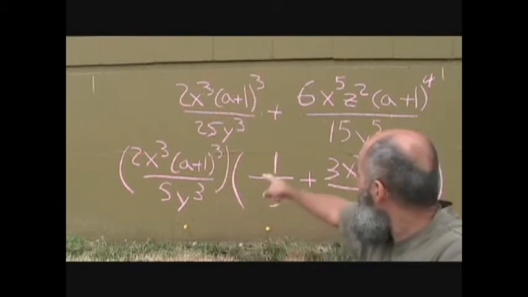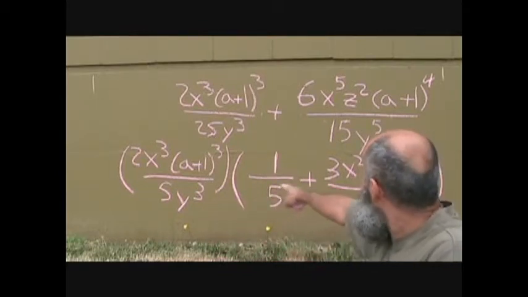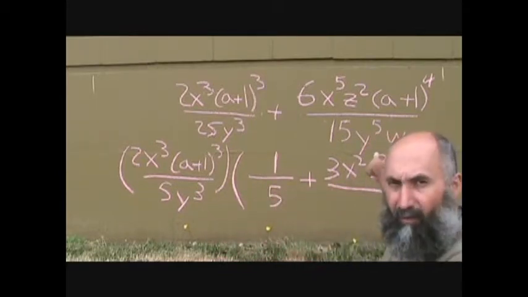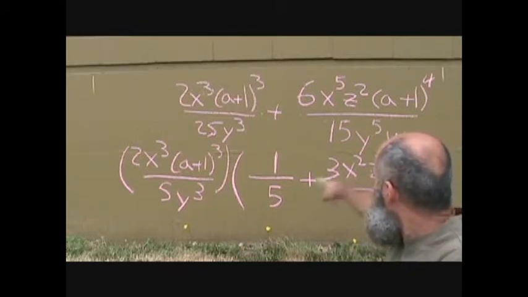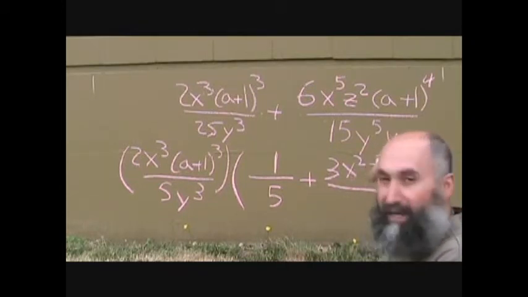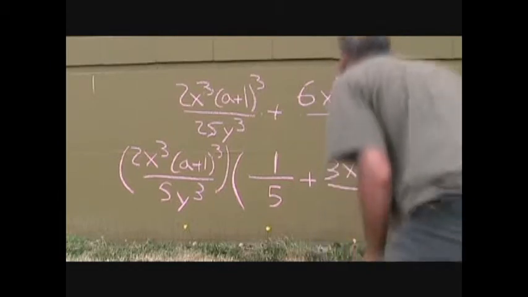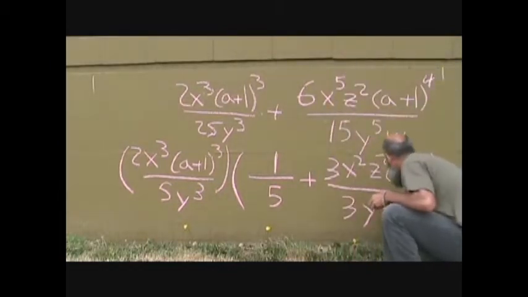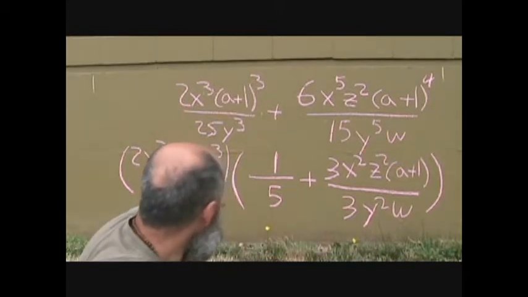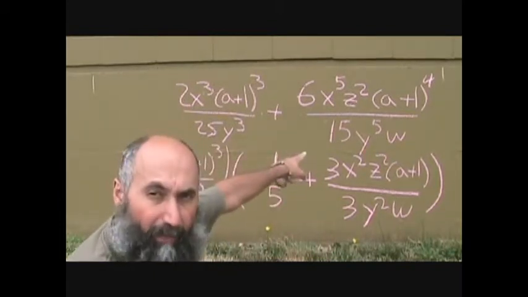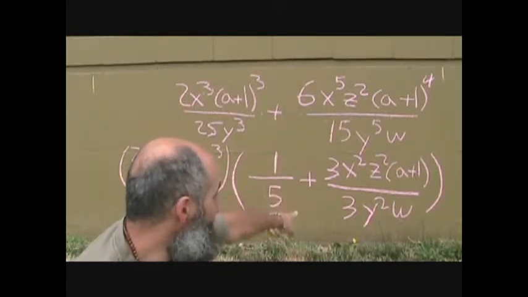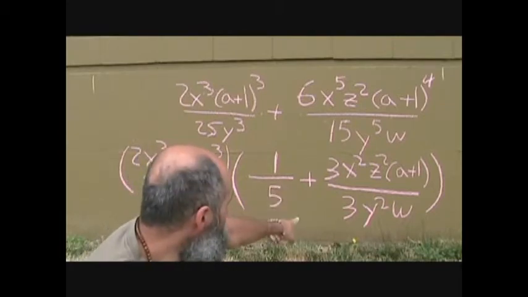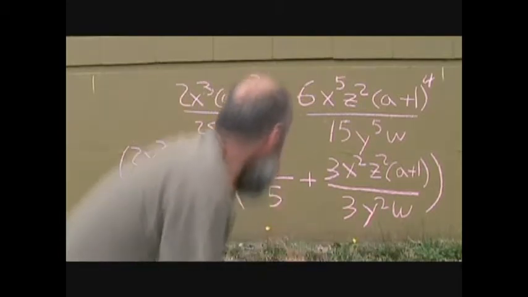And for the denominator, we have 5y cubed. We got 15y to the power of 5w. So we need a 3, and we need a y squared, and we need a w. Now this bottom part is that top guy factored. And we could have simplified this a little bit further because we've got 3 over 3 here, so the 3's can kill each other.